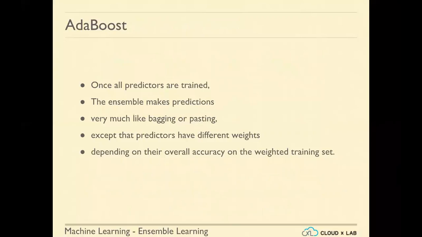Once the predictors have been trained, say we have three or four predictors, each of them has its own weights, the second one, then the third one. They all have their own weights. So the ensemble makes predictions very much like bagging or pasting, but the difference is the predictors have different weights, which are a function of how accurate each one is. So we basically pass the input. I'll come back to this.